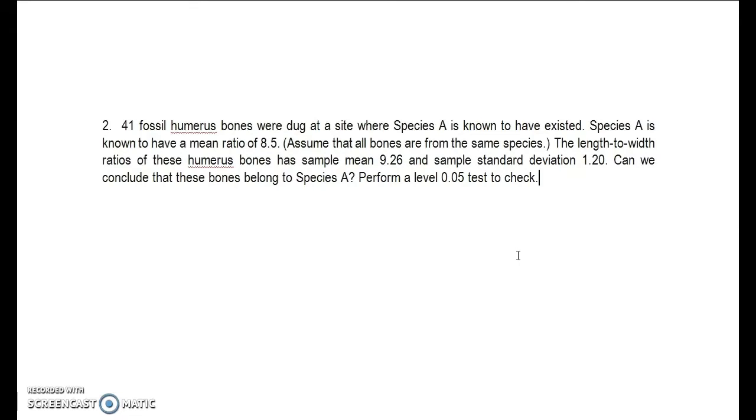So we are going to determine whether the sample mean of the humerus bones differs from 8.5, which is the population mean that species A is known to have. And we need to keep in mind that for this question, we have no raw data, so it is summarized data. To figure that out, we're going to use Minitab. So let's head over to our Minitab and input our given data.